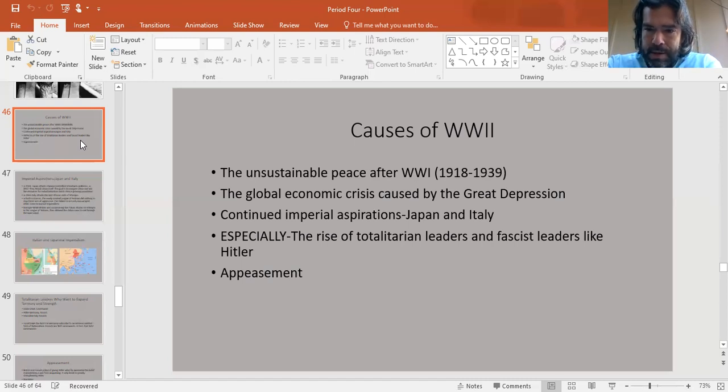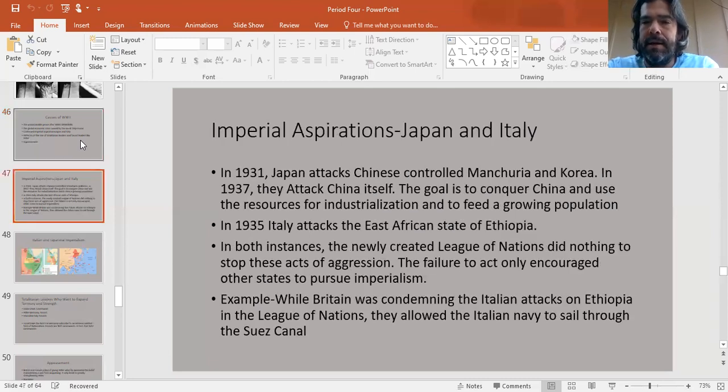Especially big causes are the rise of totalitarian leaders with complete and total power. And I'm going to go into this in more depth in this slide, like Hitler, like Stalin, like Mussolini, like the military dictatorship of Japan, and the rise of fascists like Hitler, and a very, very, very problematic policy called appeasement. So know that these are the 5 causes. Now, I'm not going to go any more into the unsustainable peace or the global economic crisis caused by the Great Depression. I'm going to focus the rest of this lesson on the other 3 things.